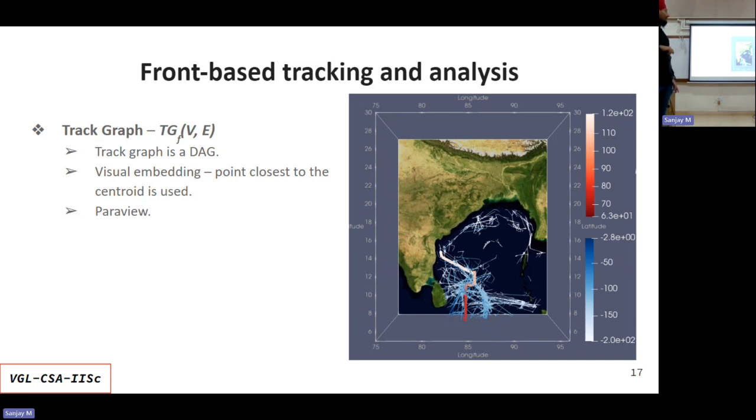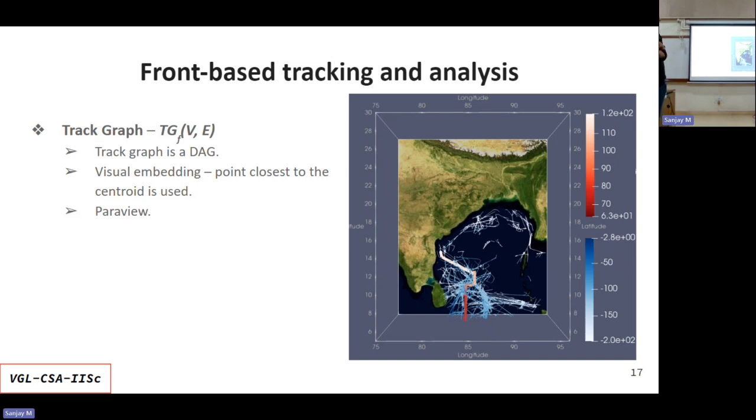And to embed it in three-dimensional space to visualize it, we take a point from a surface front which is closest to the centroid of that surface front. The surface front will have a collection of points. We take the centroid and we take the point which is closest to it in the surface front. We use that to embed it in 3D, and we draw edges as straight lines between these points, and we basically get a 3D visualization. So we use ParaView to visualize this track graph, and we can extract interesting tracks out of it to analyze how the HSC is moving.